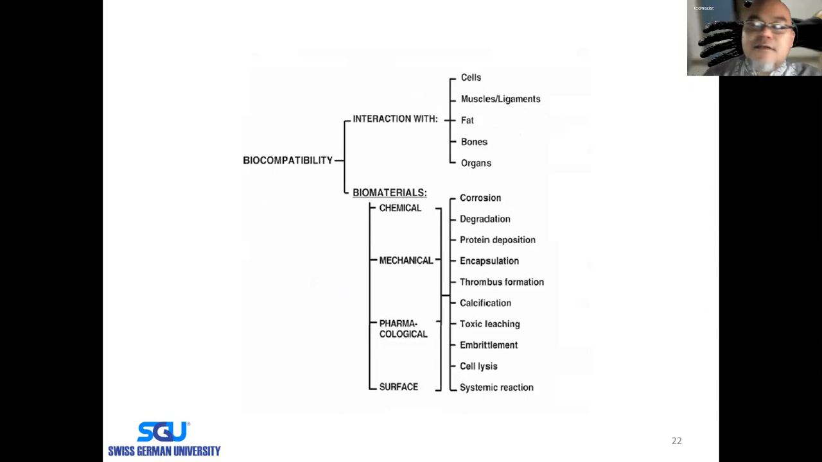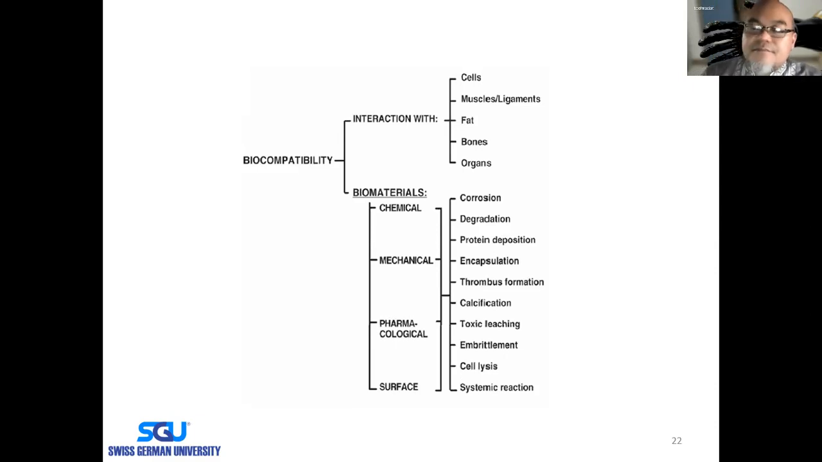Okay, let's discuss a little bit about the biocompatibility aspect. Biocompatibility is the interaction of the material with the surrounding tissue. When you implant a material into your body, it will interact with the surrounding cells. It will also interact with the muscles or ligaments, then with the fat, the bones, and the organs also. This interaction includes chemical interaction, mechanical interaction, pharmacological interaction, and surface interaction.